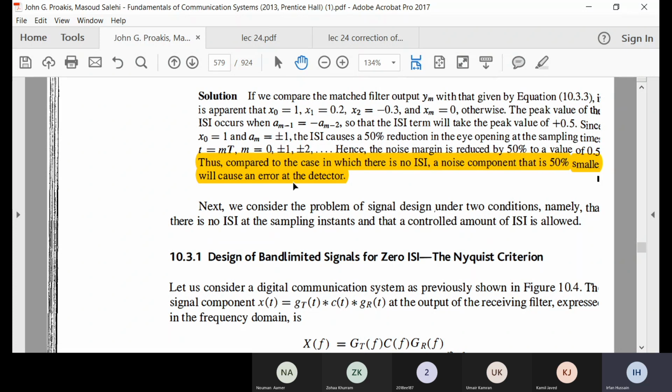If there is a noise which is greater than 50%, you know that signal, if it was negative, it will go positive, and hence you will be detecting the wrong signal.